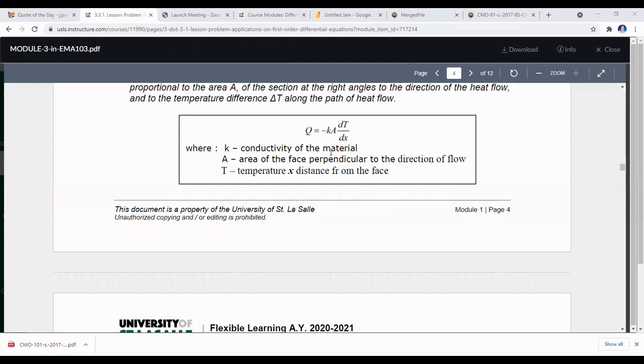So it's constant. But there are materials which do not have uniform cross-sectional area. That would be a case wherein your A is a function of x already. So in that case, we will have to separate variables dx with A, if A is a function of x.